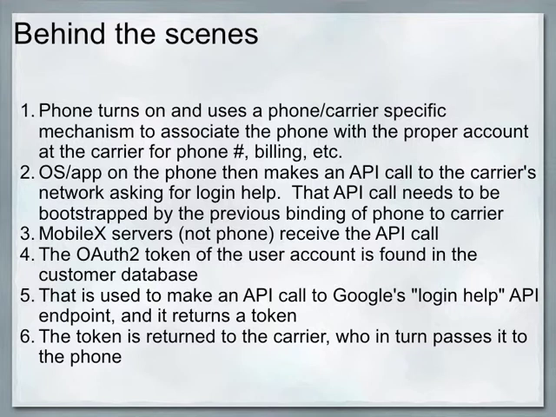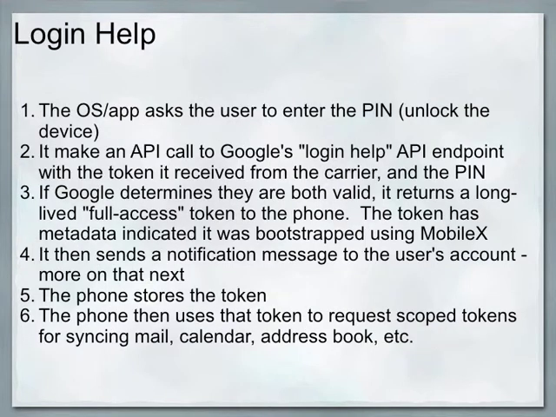And that API call needs to be bootstrapped by whatever mechanism was used in the previous step to bind the device to the carrier. Now, the MobileX servers, when they receive that API call, should go and find the long-lived OAuth token that it saved in the customer record in the central account database for that user after the user previously gave consent. Once it finds that, it just makes a traditional OAuth 2 API request to Google saying, please give me a login helper token. That token comes back to the carrier servers. The carrier servers in turn send it as the response to the API call back to the phone. Now, not done at this point.